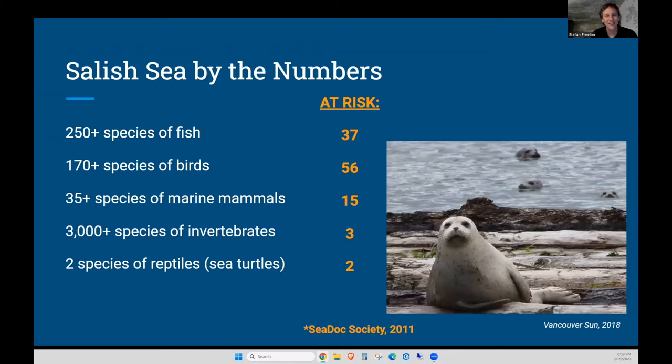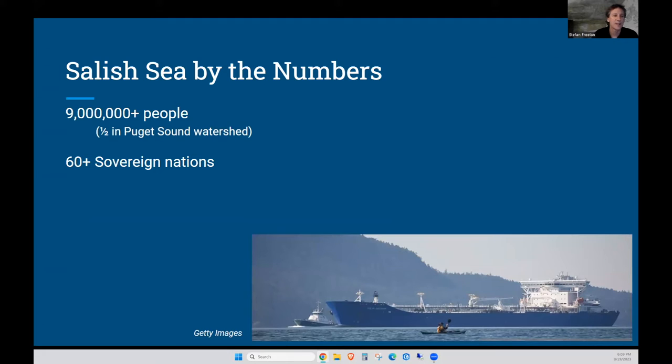To a large extent, why those species are at risk is because of this number. And this number is 9 million people living in the immediate surrounding basin around the Salish Sea. Half of those are living around Puget Sound. So that's the concentration of people. It's not the biggest part of the water, the Salish Sea, by any means, relatively small. But you've got a lot of people down there.